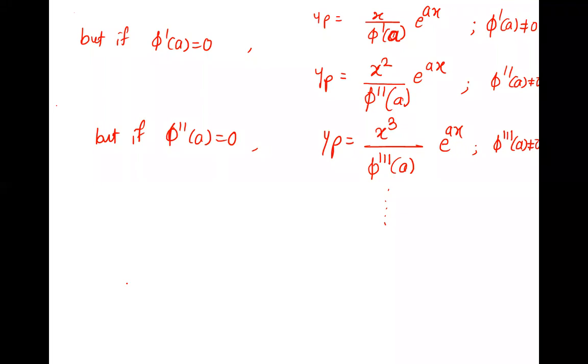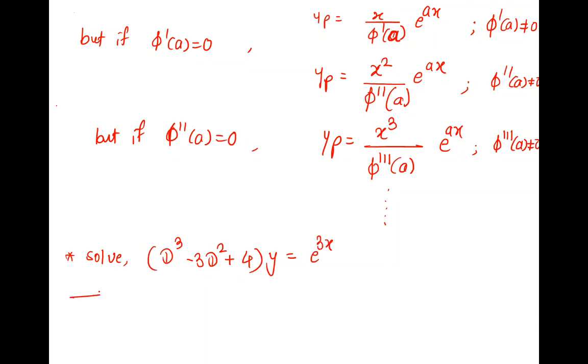So once we take one example, you will be clear. Solve: D cube minus 3d square plus 4y is equal to e raised to 3x. Can you see any change in this question now than previous questions? E raised to 3x, yes. Here it was previously 0. In every question that was phi dy equal to 0.